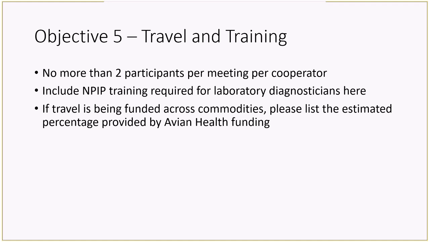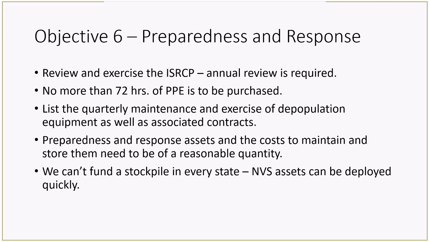And finally, preparedness and response. We do require that the initial state response and containment plans are reviewed annually. These are currently undergoing a large update, so you may have a lot more work on these going on this year. But make sure that the review and exercise of the initial state response and containment plan is a goal of your state cooperator, even if it's not listed in their cooperative agreement. A reminder that no more than 72 hours of PPE is to be purchased. Make sure that you list the quarterly maintenance and exercise of population equipment as well as the associated contracts. Many of the foamers and such have yearly maintenance contracts associated with them.